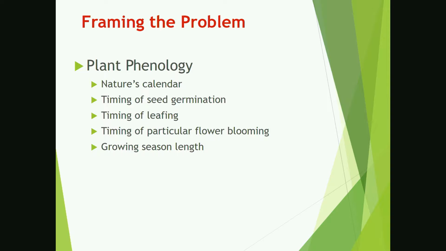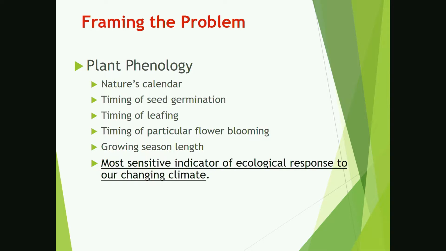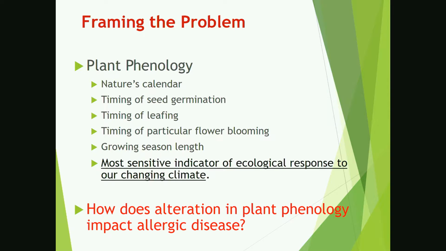You may also start thinking about things such as plant phenology. Okay, for those of you who are not familiar with plant phenology, although I doubt in this crowd, plant phenology is what we call nature's calendar, and it deals with, for example, timing of seed germination, timing of leafing, when the trees start turning green in this area, timing of particular flower blooming, for example, cherry blossom, when does it bloom, right? Growing season length, for the entire season. So these are all examples of plant phenology. And it turns out these are also the most sensitive indicators of ecological response to our changing climate. So this is how ecology responds to our changing climate, okay? So the question then becomes, how does alteration in plant phenology affect our health? In this case, what I'm going to present to you is allergic diseases. When those phenology changes, because they are the most sensitive indicator of our changing climate, what does that do to our health?